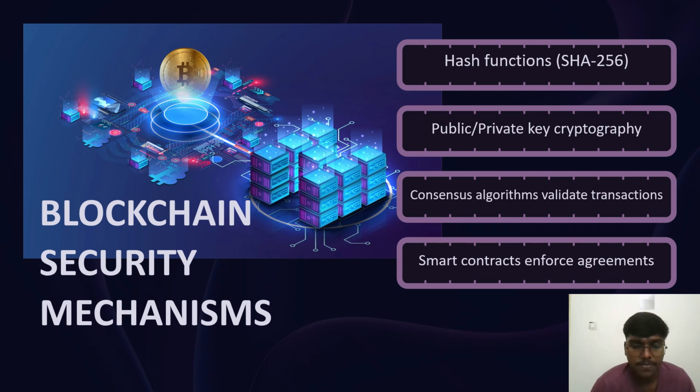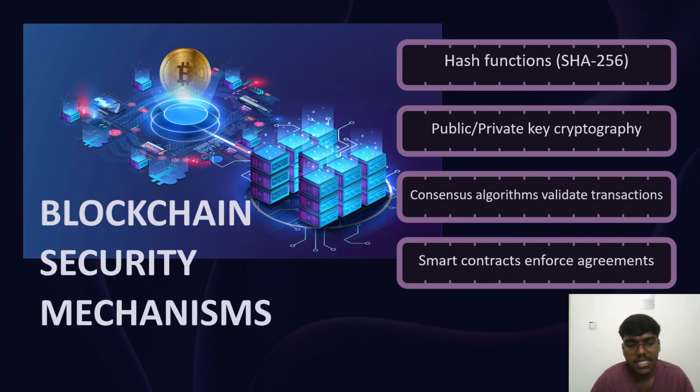Blockchain is a mechanism where thousands of participants agree on whether a transaction is valid. That's where consensus comes in. Proof of work, proof of stake, and newer versions like proof of authority are all ways to ensure that everyone agrees on a single version of truth.